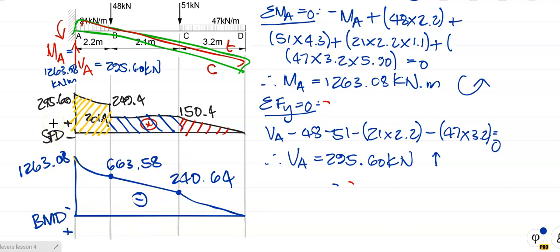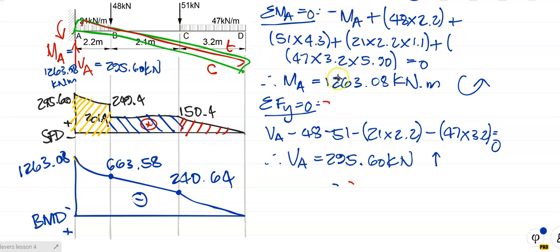And notice, there are no points of contraflexure. Did you get that? There are no points of contraflexure because the bending moment diagram does not cross the 0 line in any way. We only have points of contraflexure if we have a beam that's hogging and sagging, as in the previous examples.